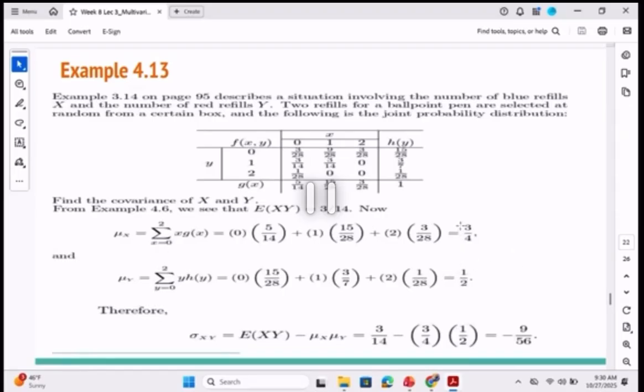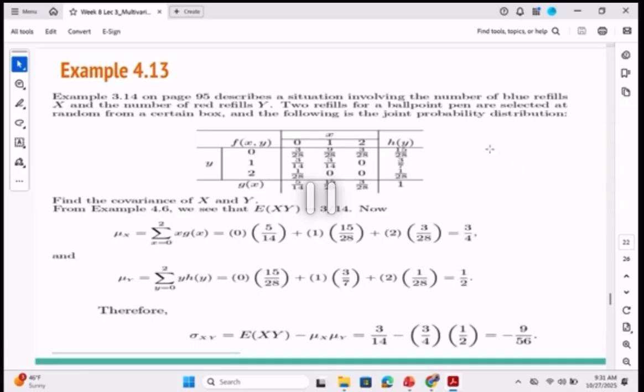When I have the expectation of X, the expectation of Y, and the expectation of the product, I can obtain my covariance. The covariance is the expectation of the product minus the product of the marginal means. Finally, look at what I got: negative 9 over 56. What that covariance is telling me is that the two variables are negatively related, they move apart. But from this value, there's no way I'm going to know the strength of the relationship.